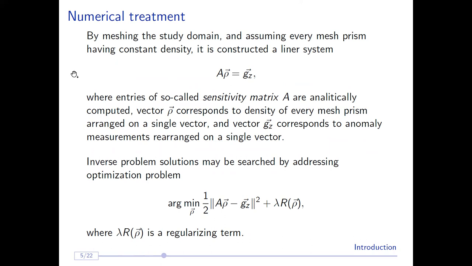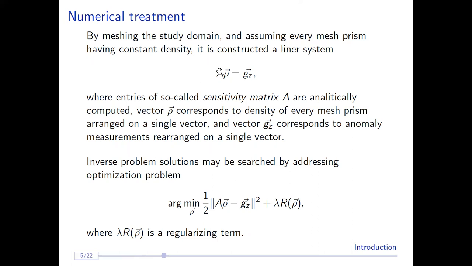Okay, but traditionally, by discretizing the integral equation, a linear system can be constructed in this form, where A is known as the sensitivity matrix. In this case, this vector G corresponds to the measurements of the vertical component of the gravitational field or the anomaly. The quantity of interest here is this vector rho. This vector is related to the level of discretization of the study domain. In the 3D case, we consider a mesh, and for every single prism of this mesh, we have an entry of this vector. So the length of the vector rho is the number of prisms in the mesh discretization.